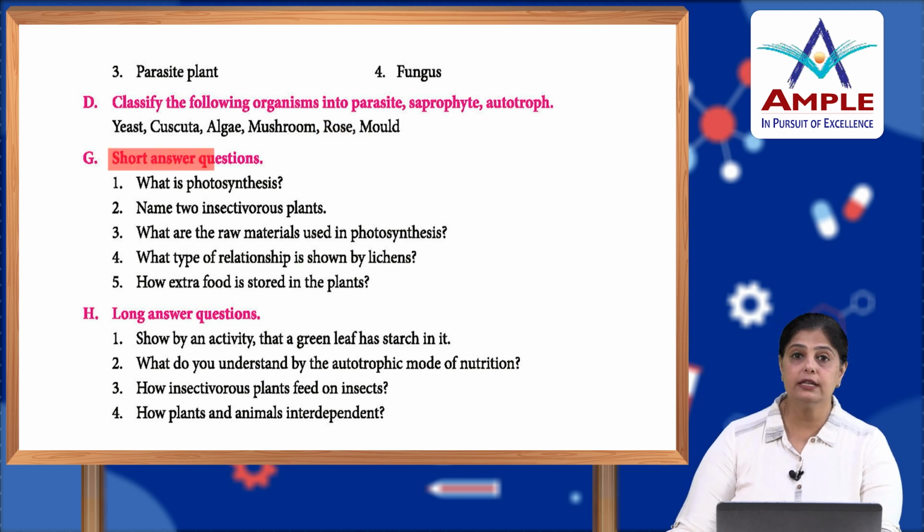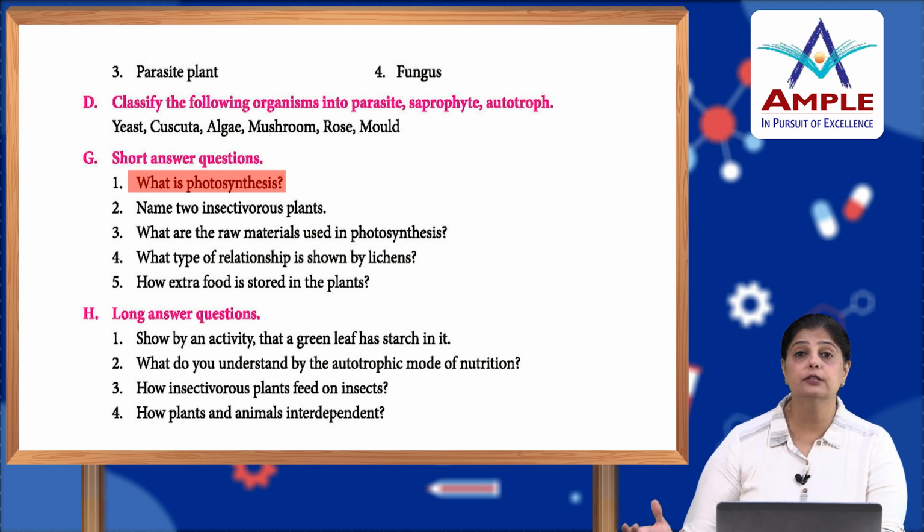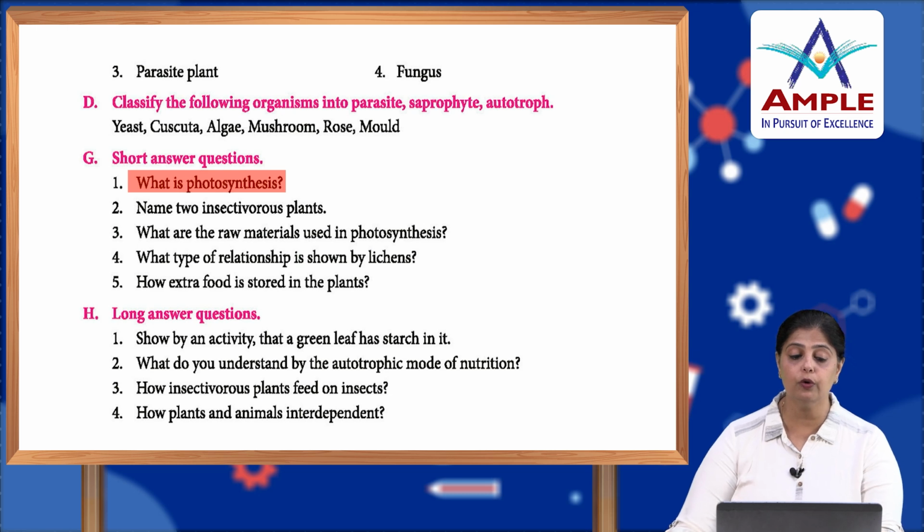Now, short answer questions. What is the process of photosynthesis? We have seen this already. It is the process wherein the plants make their food in the presence of air, water, sunlight and chlorophyll. Now, you can write this answer by looking at the text in the first para, wherein we have spoken about the process of photosynthesis. Photosynthesis is the process of making food by the green plants by taking carbon dioxide from air and water from the soil with the help of sunlight from the sun. So, this is the process of photosynthesis.